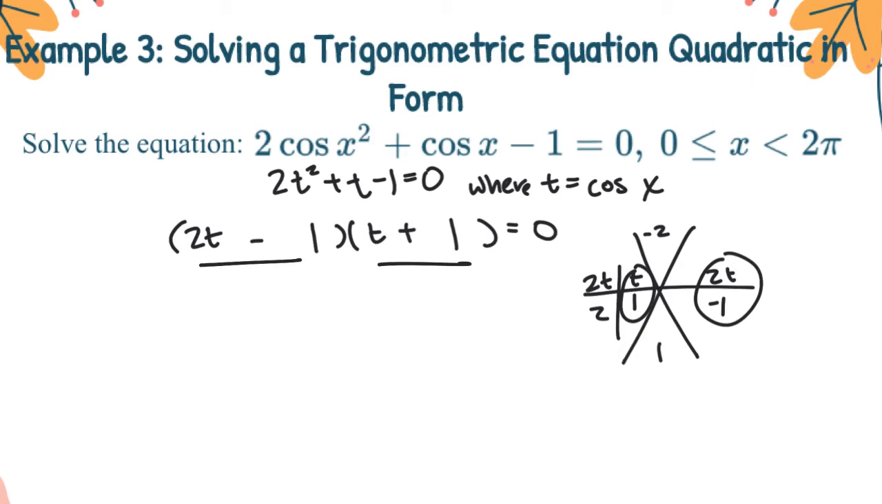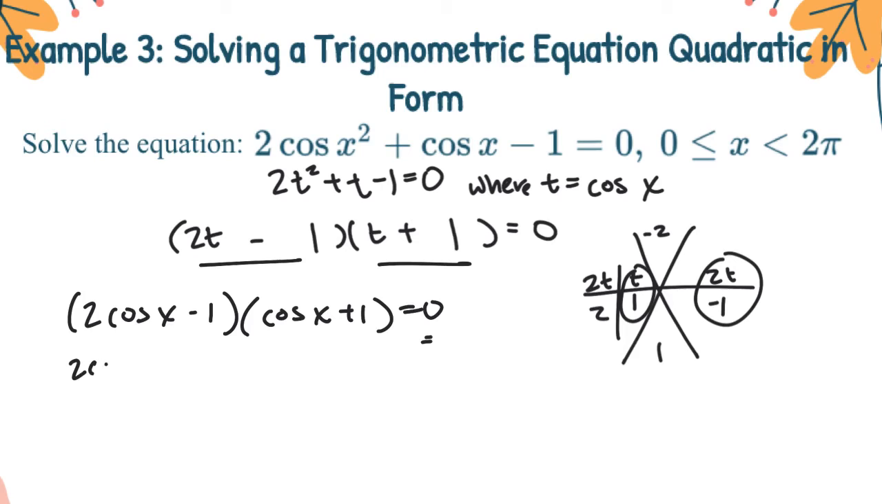So now we can replace the t's with cosine x. 2 cosine x minus 1, cosine x plus 1. Now we need to set each one of these factors equal to 0. So 2 cosine x minus 1 equals 0, cosine x plus 1 equals 0.